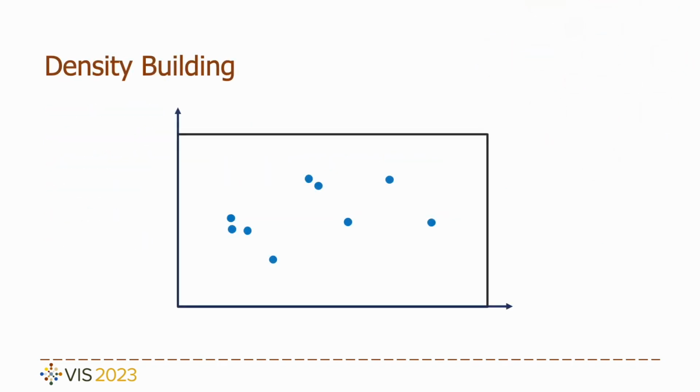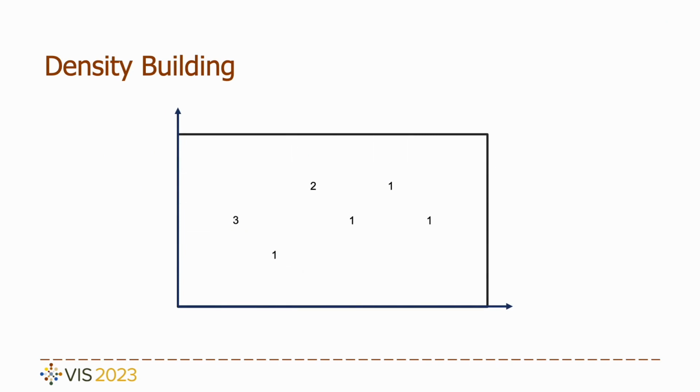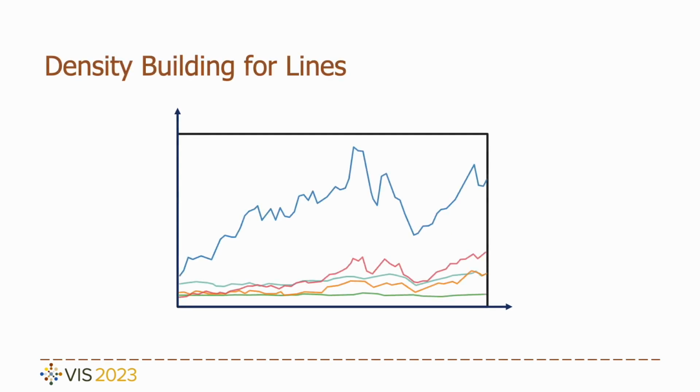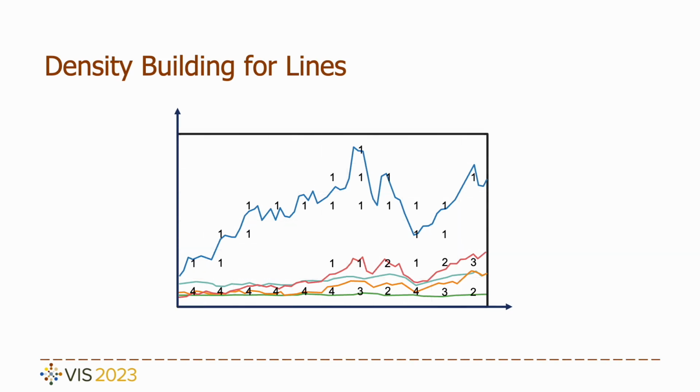Taking a scatter plot as an example, I will show the process of building density plots. First, we bin the plots and then count the number of points falling in each bin. After mapping the scalar values to colors, we get the density map for the scatter plot. For line plots, we take the same approach. The difference with a scatter plot is that we count the number of lines touching each bin.